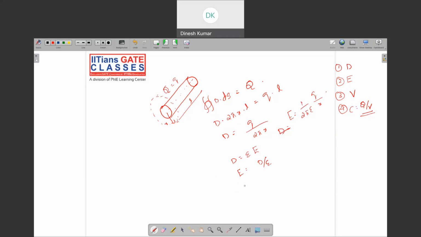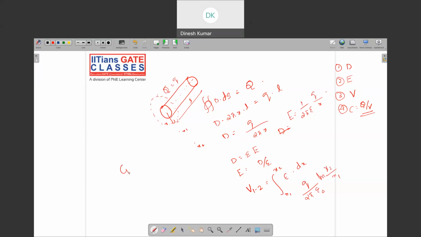Okay. So V12: let the two points be x1 and x2, any two points, right? Somewhere here x1 is there and somewhere here x2 is there. So this distance is x1 to x2. V12 is the integral of E dot dx, right? We can take the minus also. So we will get q by 2 pi epsilon 0 ln x2 by x1, right? Since the integral of 1 by x is log x, so ln x2 by x1.